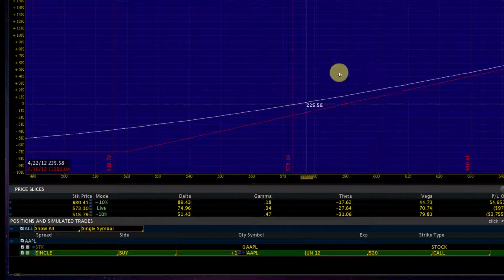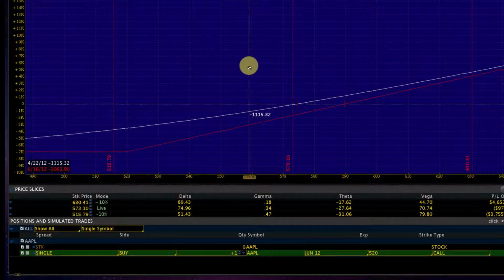But if you are right in your call, which means Apple is going to go up, then your in the money options will work very well for you. However, if you're wrong, your in the money options will also produce more losses than the others. That's the pluses and minuses of all three options.